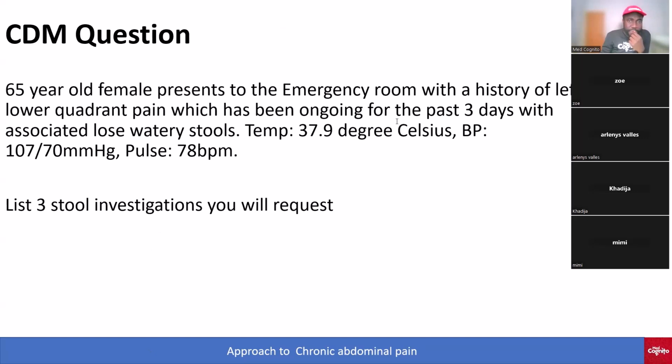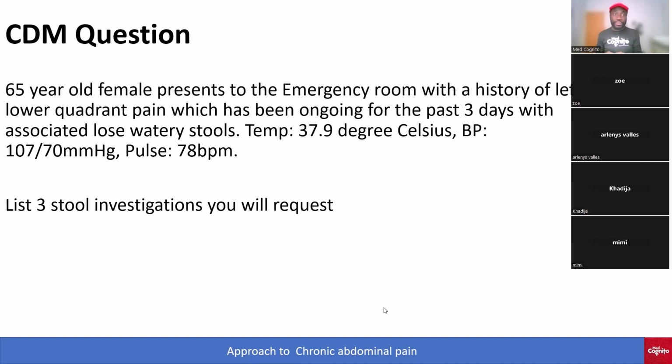A 65-year-old female presents to the emergency room with a history of left lower quadrant pain, which has been ongoing for the past 3 days with associated loose watery stools. The temperature is 37.9 degrees Celsius. The blood pressure is 107/70 millimeters mercury, and the pulse is 78 beats per minute. The question is to list 3 stool investigations you will request.